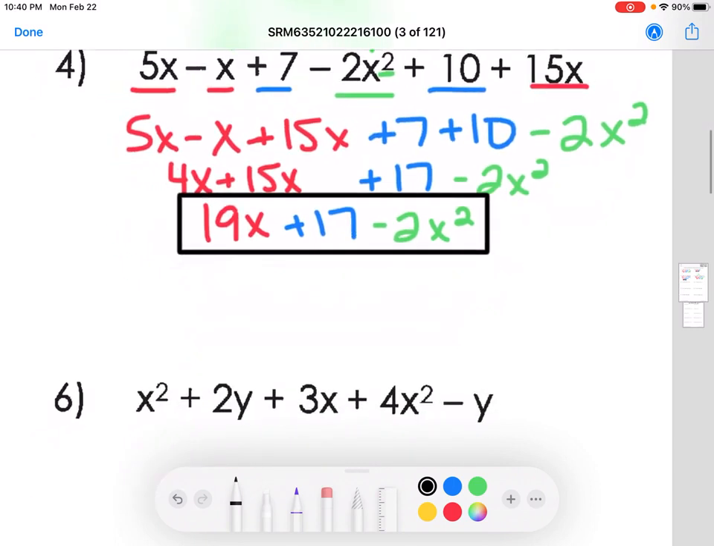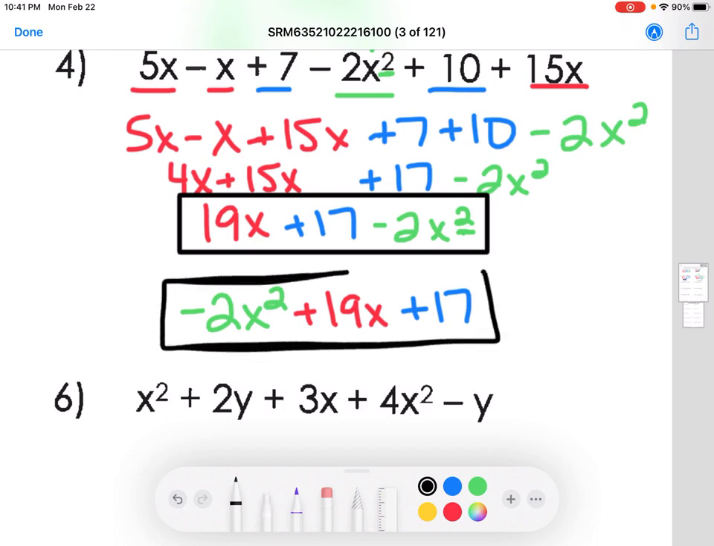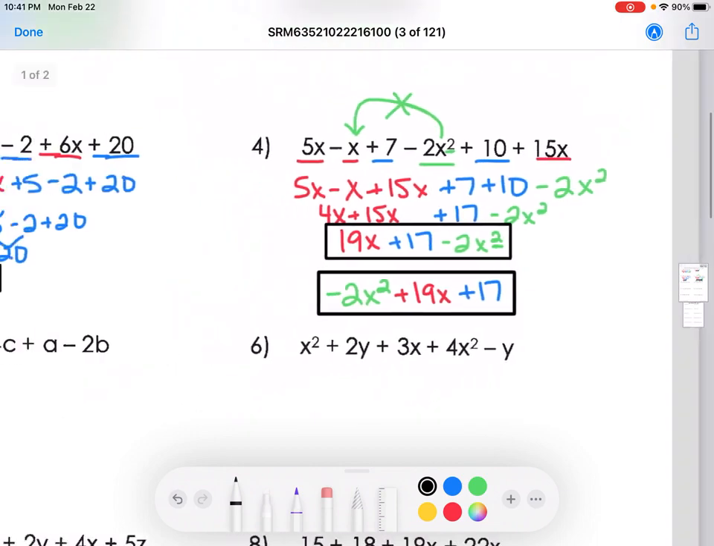And that would be my simplified answer. This can also be written in a different order. Make sure you always keep the sign in front. Typically you'll see expressions written with the higher power, so the higher exponent, in the front. So you could also see this written as negative 2 times x squared plus 19x and then plus 17. Your number, or your term without any variables, would typically go at the end. So it can be written either way.